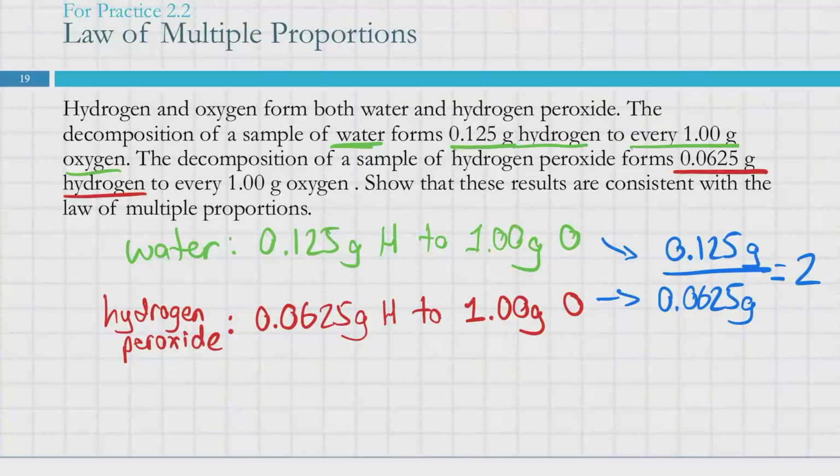So the relative number of hydrogens in water, relative to the oxygen, there's twice as many hydrogens in water versus in hydrogen peroxide. That's the takeaway there.